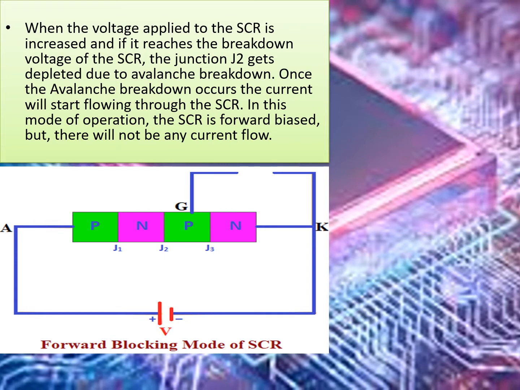When the voltage applied to the SCR is increased and if it reaches the breakdown voltage of the SCR, the junction J2 gets depleted due to the avalanche breakdown. Once the avalanche breakdown occurs, the current will start flowing through the SCR. In this mode of operation, the SCR is forward biased, but there will not be any current flow. Diagram below shows forward blocking mode of SCR.